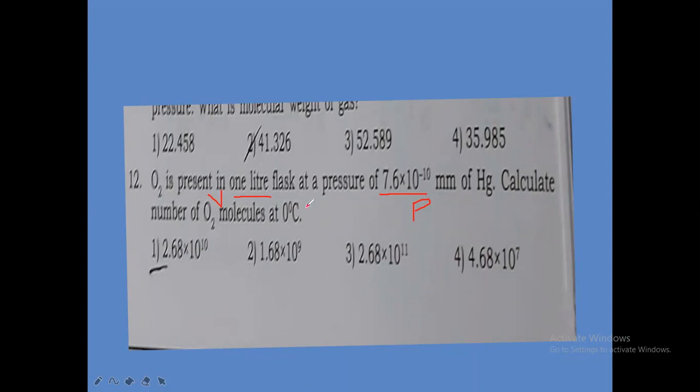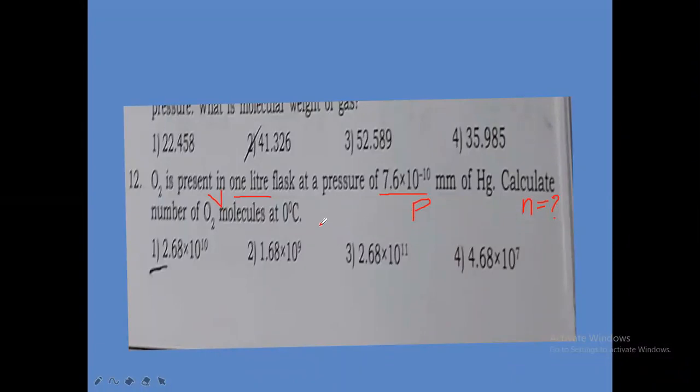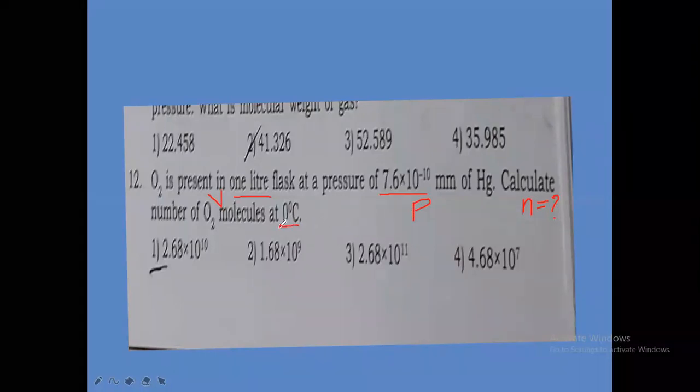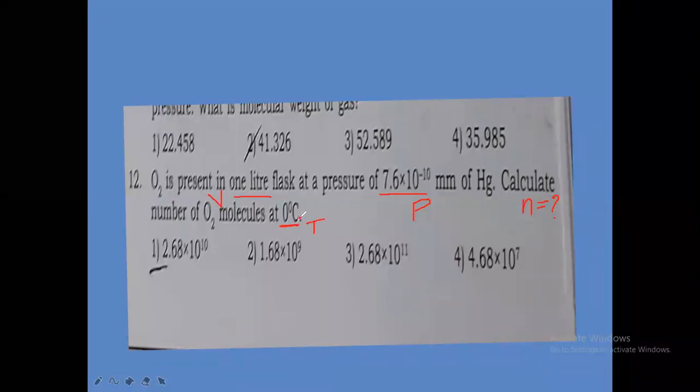Then calculate the number of moles of oxygen. n is equal to what? Small n means number of moles. So this number of moles we have to calculate. What are given here to you? You are given volume, pressure, and temperature. Temperature is given in degrees Celsius, centigrade. We have to convert into Kelvin temperature. So 0 plus 273, 273 Kelvin.